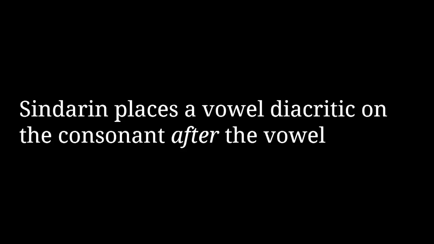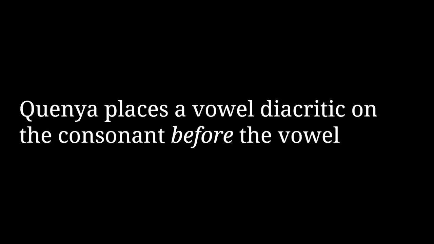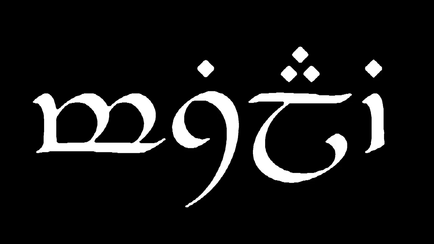So in Sindarin, a vowel diacritic is placed on the consonant that comes after it, which is the opposite of how it works in abjads and abugidas used for natural languages. But Quenya is more like a traditional abjad slash abugida, with a diacritic placed on the consonant that comes before it. As an example, if you wanted to transcribe the name Misali, in Sindarin it would look like this, and in Quenya it would look like this.